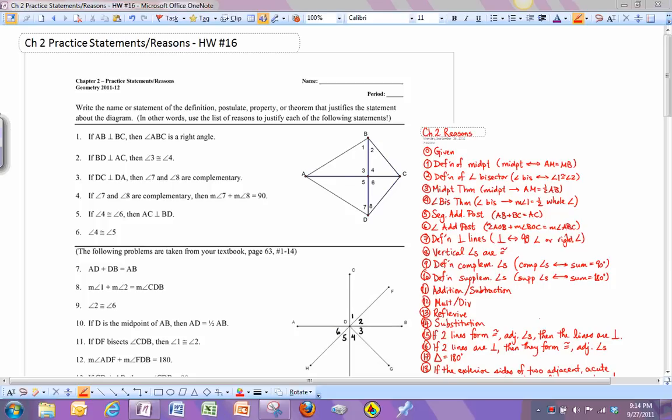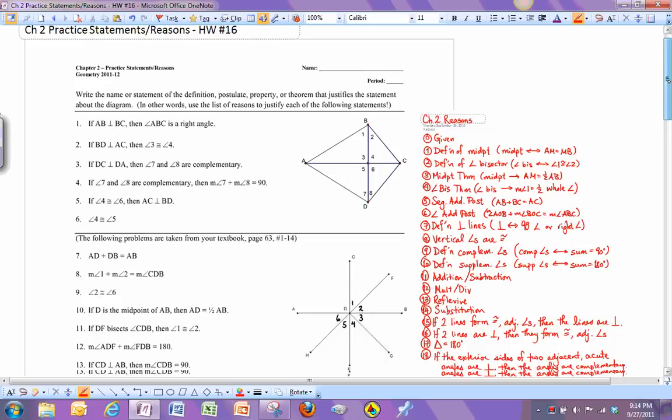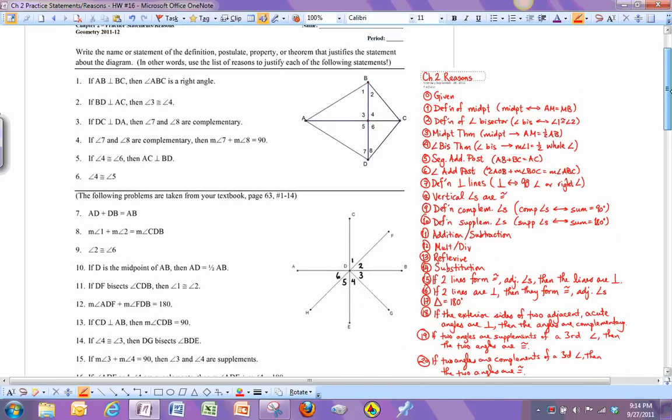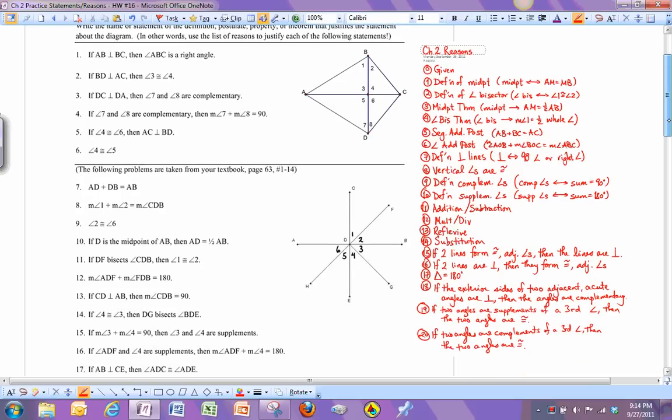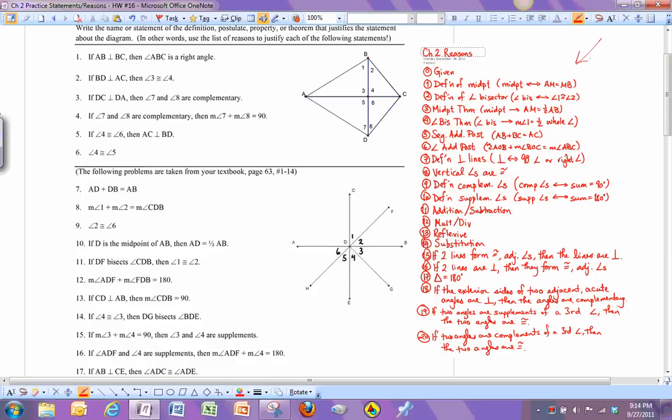Alright, let's work our way through a bunch of these problems here for Chapter 2, Practice Statements, Reasons, homework number 16. Now your job is to correct this, so you should have tried them already, really. Okay, so let's do this. Let's tackle the perpendicular ones first, because we can kind of narrow down our choices this way. And the goal is to justify every statement with a reason. Now you'll notice I actually put all the reasons right over here just to help us reference them quickly.